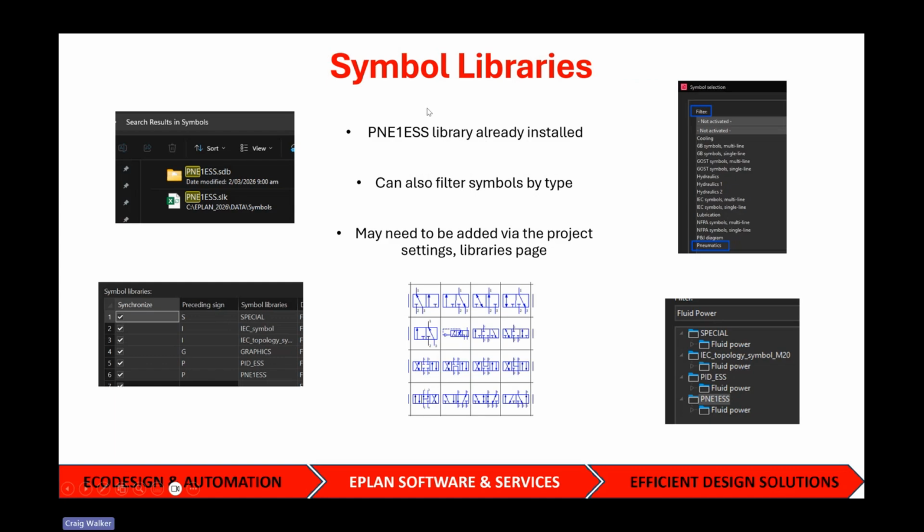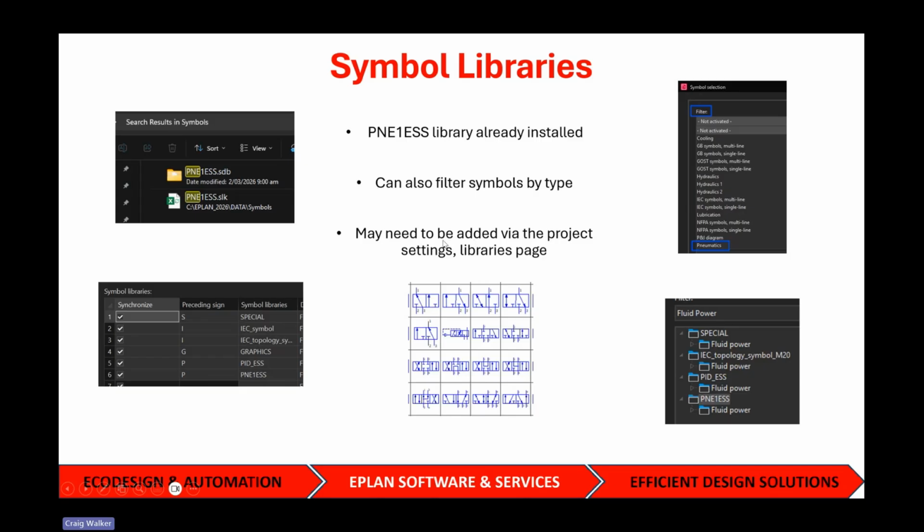To have a look at the symbol libraries, as I said, the PNE1 ESS library should already be installed in your symbol library. You can search for it in your Windows file structure under your master data, and you should see it there, both with the library file and the library database. You can also use filters when you go to insert a symbol, and using these filters, you can find fluid power symbols from other libraries as well. And I'll run through this in the live demo and show you exactly how to set this up.